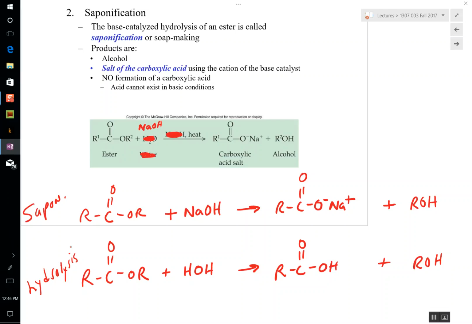All right, so there's saponification. This is the soap making reaction. This is a reaction to make soap.